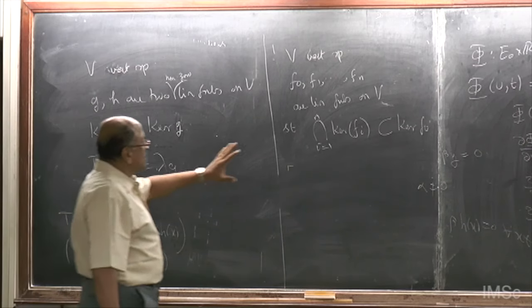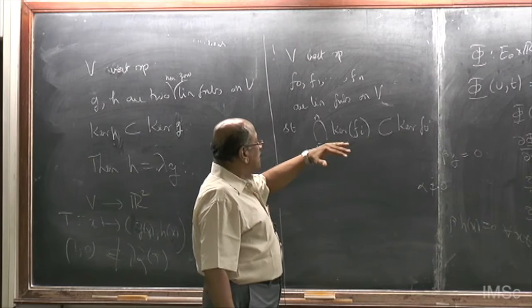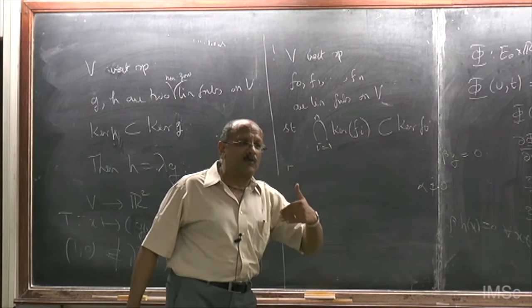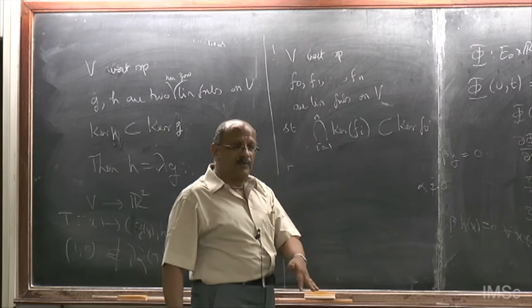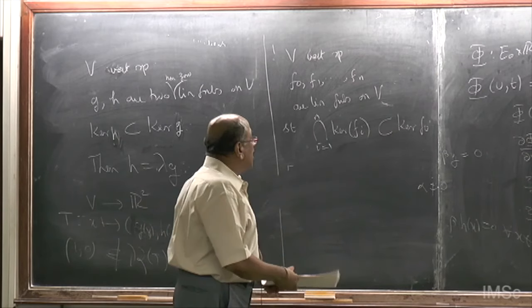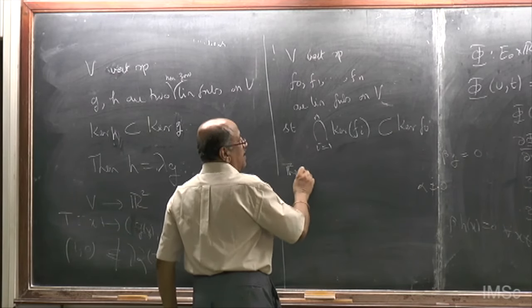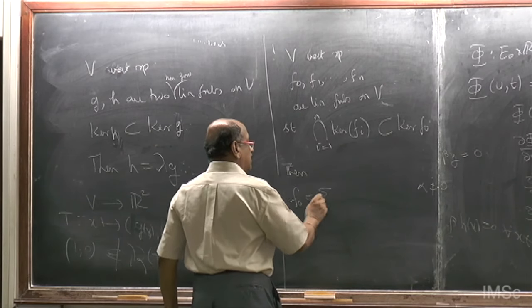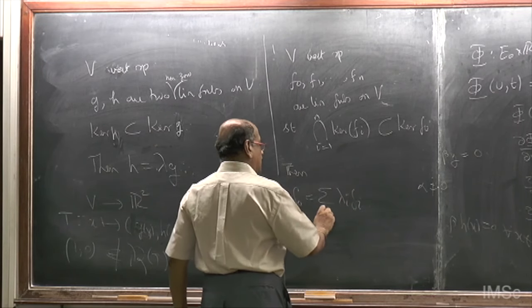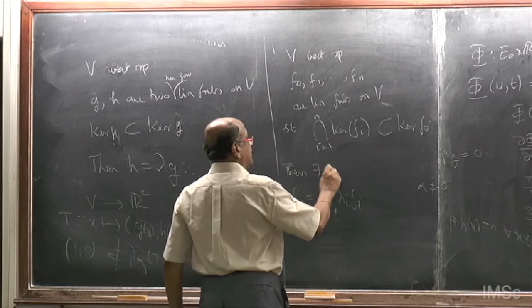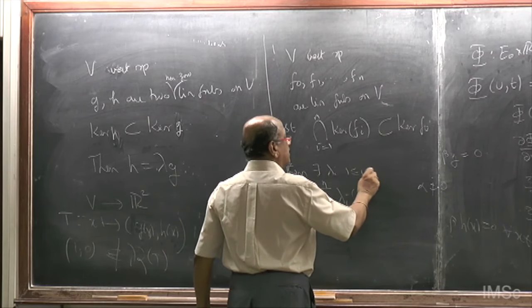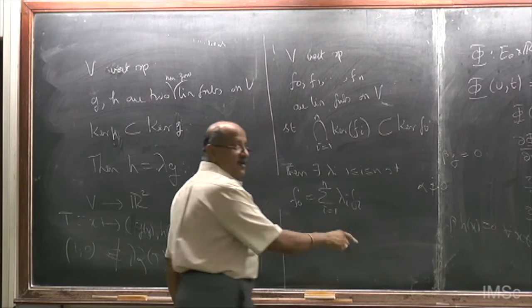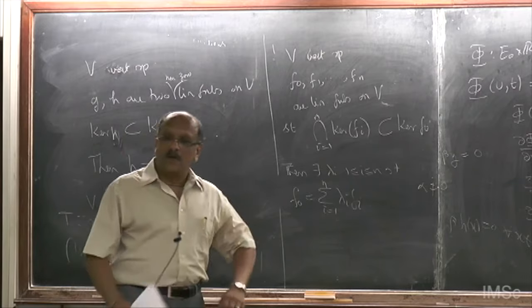What does this say? This means if Fi x is 0 for all i equals 1 to n, then F0 x also has to be 0. So, it is the same thing. Then there exist lambda i, 1 less than or equal to i less than or equal to n, such that F naught equals sigma lambda i Fi, that is, F naught is a linear combination of the Fi's.